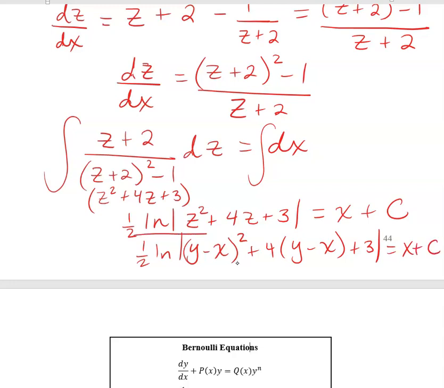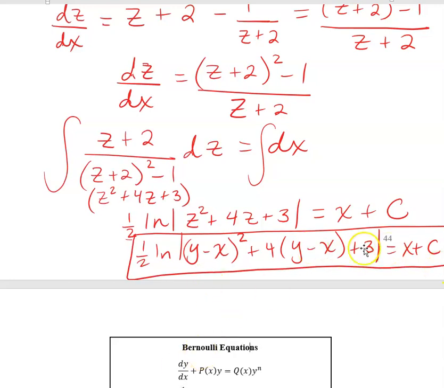And I'm going to stop there because I'm running short on time in this video. I want you to watch the next video to see the last example, but this is an implicit version of the solution to that differential equation. So I'll see you in the next video.